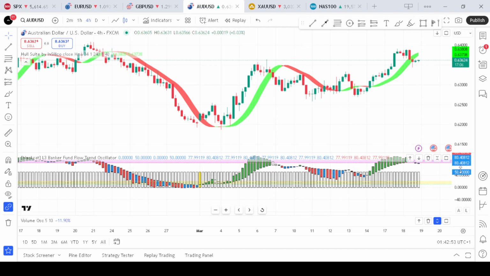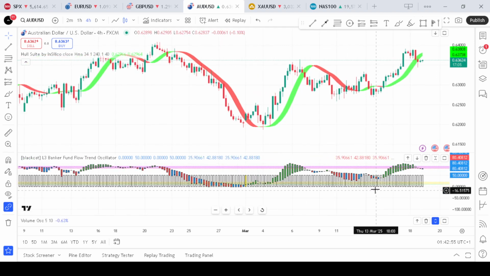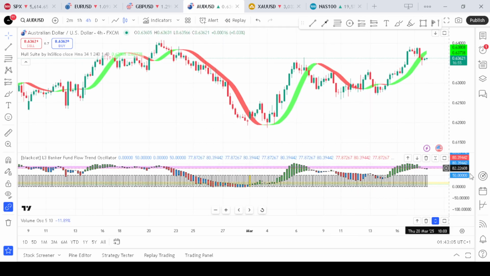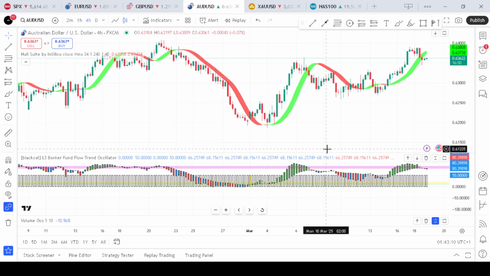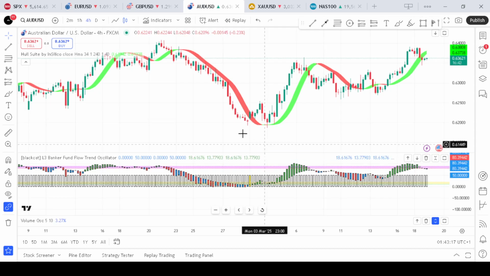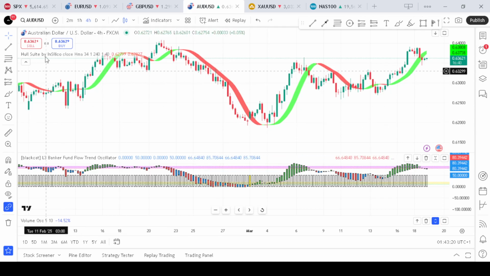fund flow trend indicator. Now let's see how we can incorporate this into our trading strategy, how we can master the banker fund flow. First of all, we set up our chart, and when we have set up our chart by including the banker fund flow indicator to your chart for optimal results. We can also include the Hull suite indicator, which is this indicator you can see on the screen.